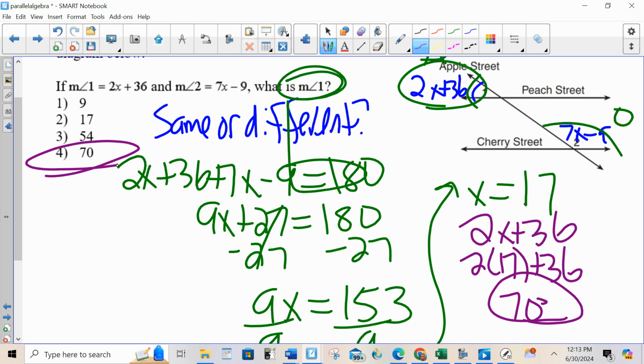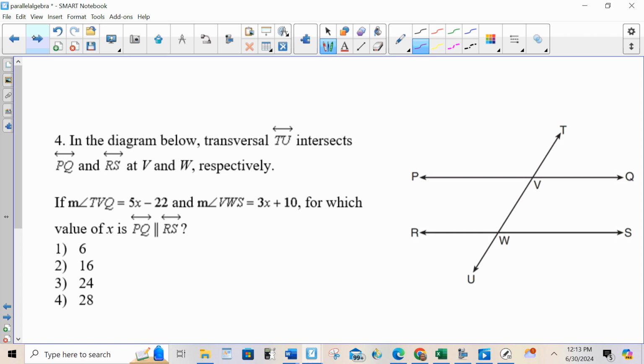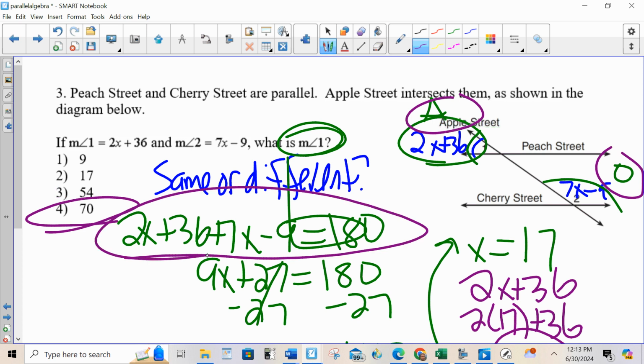So when you have algebra incorporated into parallel lines, if the angles are the same, they're both obtuse in this example, we set them equal to each other. If they're different, one's acute and one's obtuse, then they add to equal 180. Either way, you solve the equation once you set it up, and you substitute in if necessary. Read to see if you need to substitute it in.